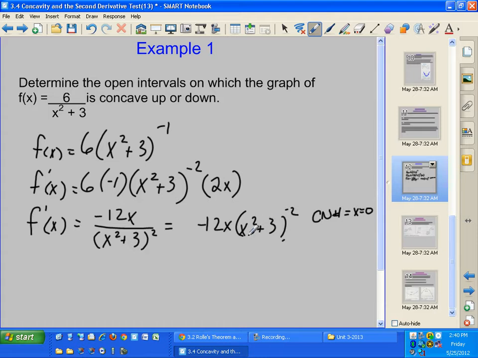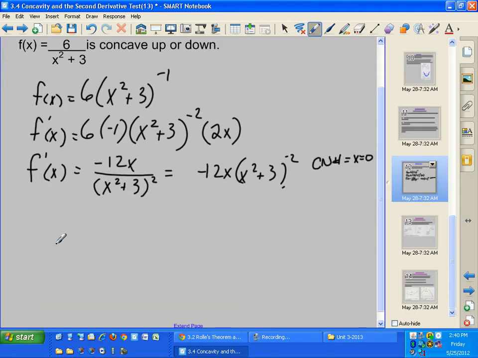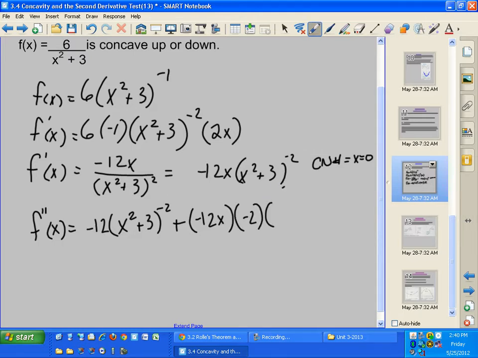Now, unfortunately, I've got to do a product rule and a chain rule in order to take the second derivative, so that's where I'm headed. And so derivative of the first will give me negative 12. Leave the second alone. Then add on, leaving the first alone, and taking the derivative of the second. So here's my chain rule. Negative 2 (x squared plus 3) to the negative 3, and then the derivative of the inside, which was 2x.